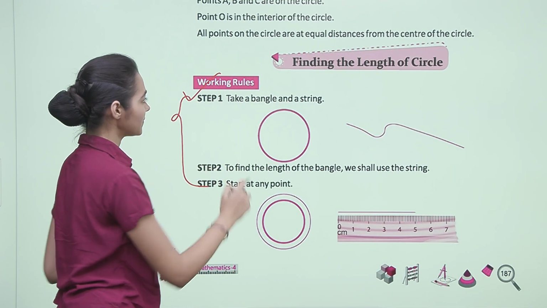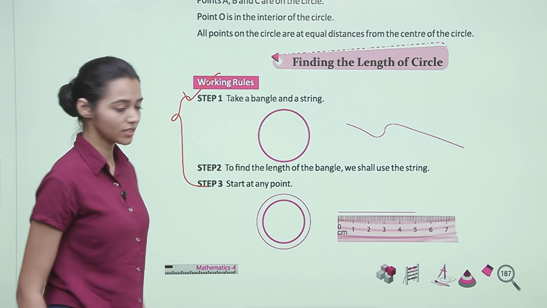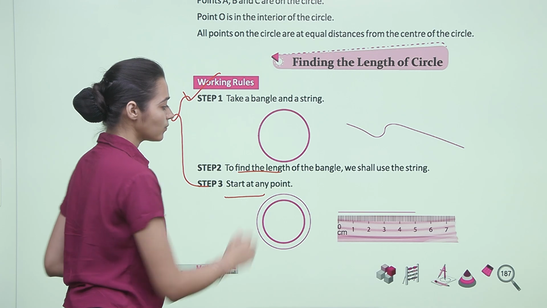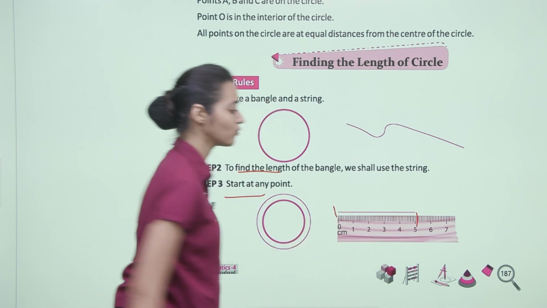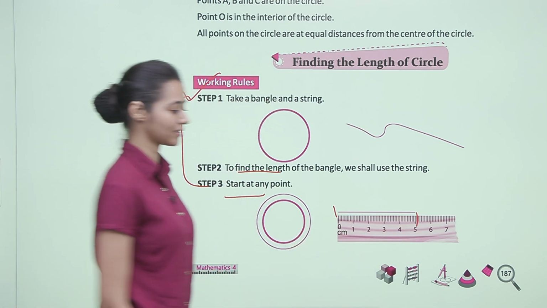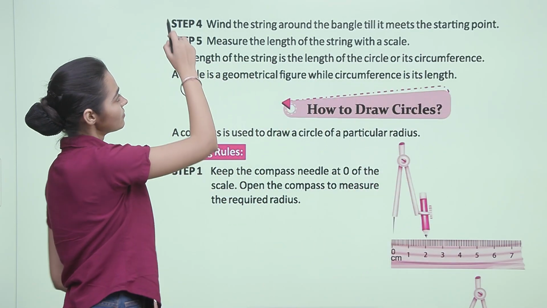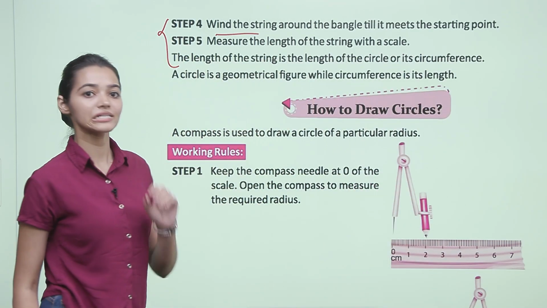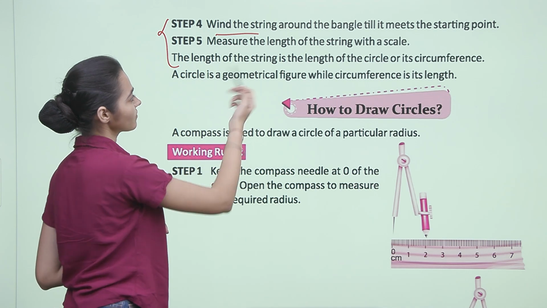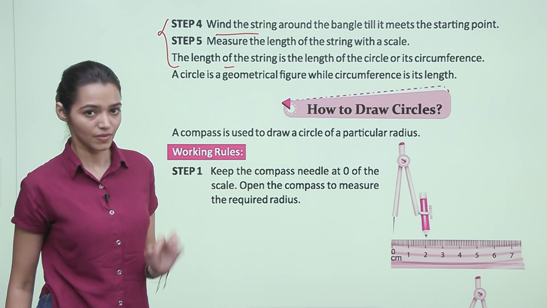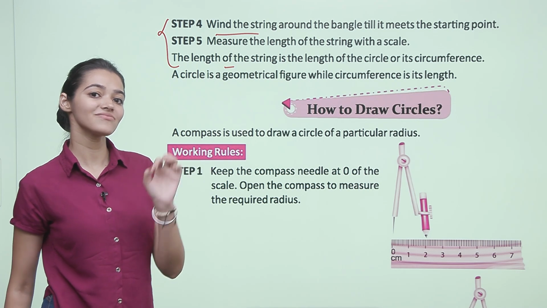The working rules are so simple. We have to take a bangle and a string. Then to find the length of the bangle, we shall use the string. Start at any point and then put it on the scale. You will know the length of the circle. Now in the next step, we wrap the string around the bangle till it meets the starting point. Then we measure the string with the scale, and the length of the string is the length of the circle or its circumference. A circle is a geometrical figure while circumference is its length.